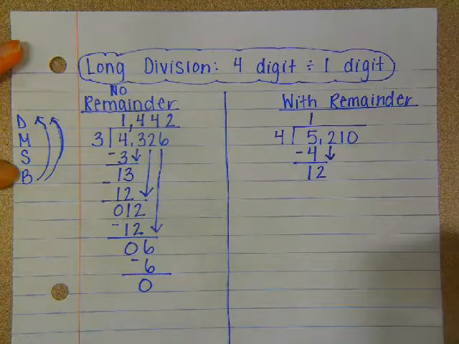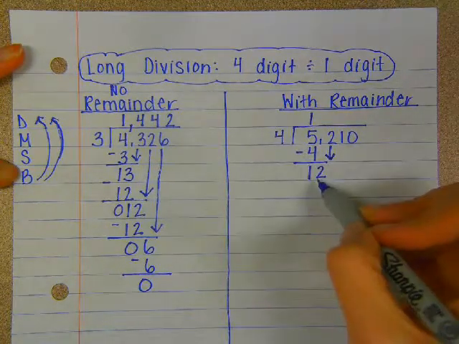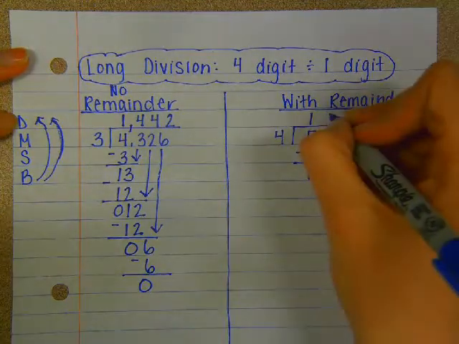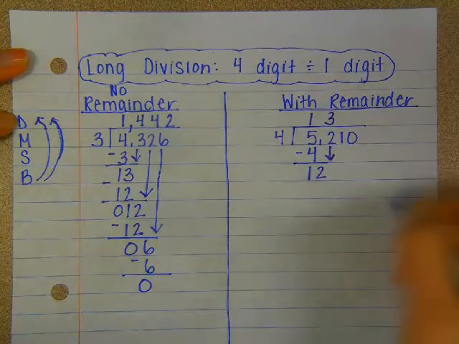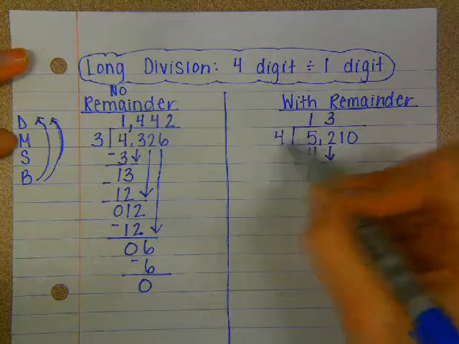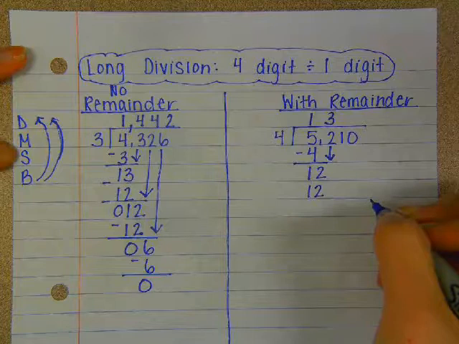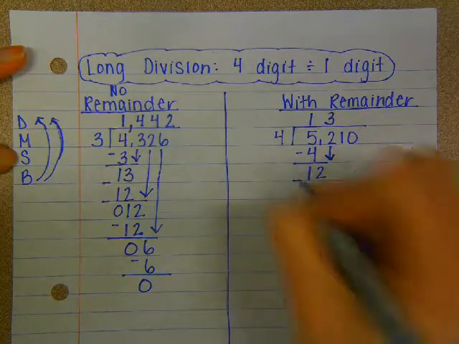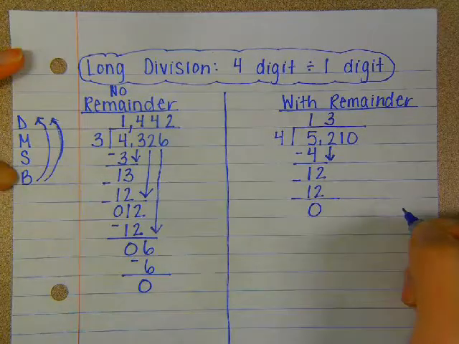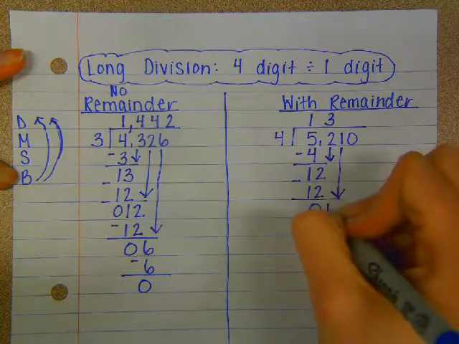My next step is to bring down the 2. So now I have to ask myself, how many times will 4 go into 12, because I am repeating my steps? So I know that 4 can go into 12 3 times without going over. So now I multiply 4 times 3, which equals 12. Now I must subtract 12 minus 12, which equals 0. My next step is to bring down the next digit, which is a 1.